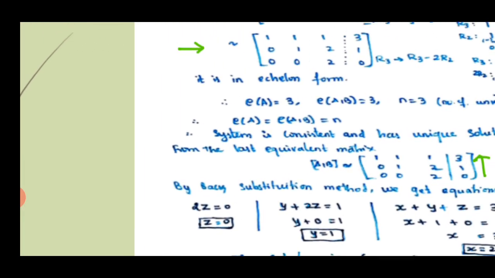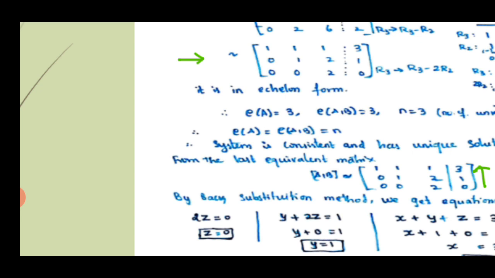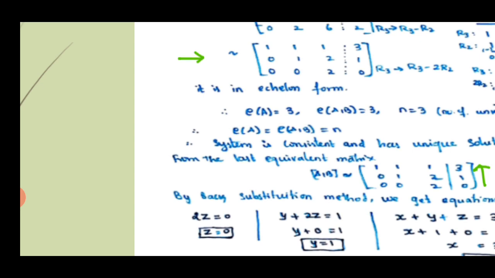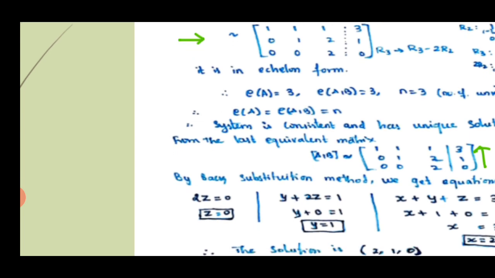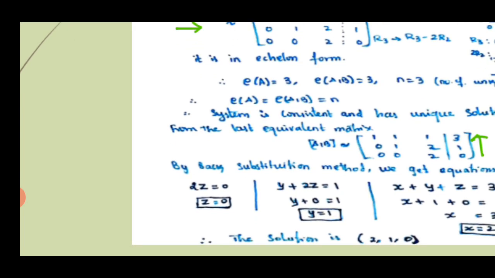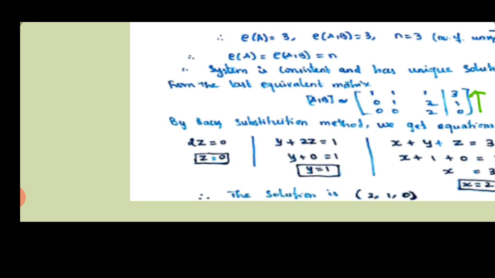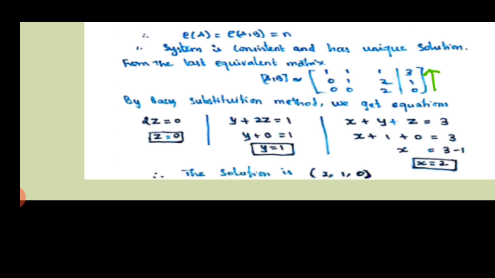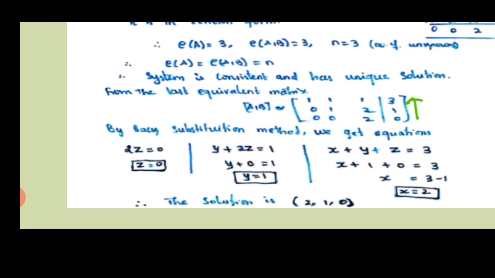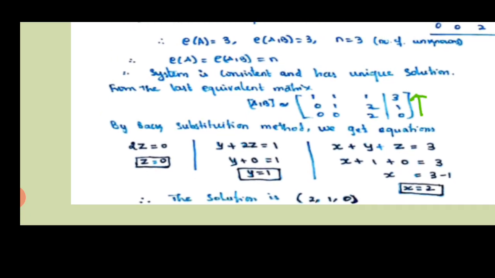Okay. Now n is number of variables, number of unknowns. We have 3. We are using 3 variables. So n is also 3. All the 3 are equal. So rank of A equal to rank of A comma B equal to n. Therefore, you can say the system is consistent and has unique solution. So if the system is consistent and has unique solution, you can find the solution.